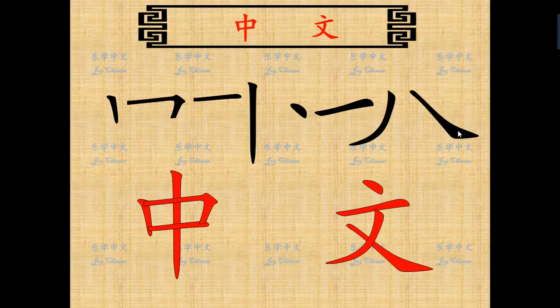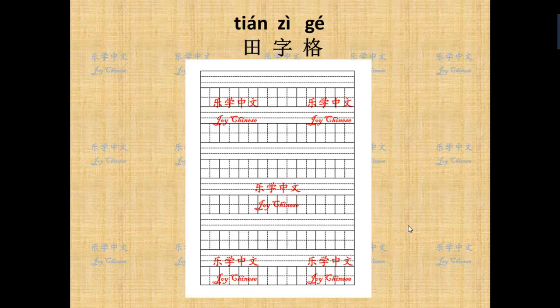As English letters make up different vocabularies, the Chinese strokes also make up different Chinese characters, and those characters make up words. The next question is how people learn writing. Here, I'm going to show you a typical practice sheet for pinyin and characters. It's called the field shape form, 田字格. In elementary school, students always start with this kind of form to learn writing.